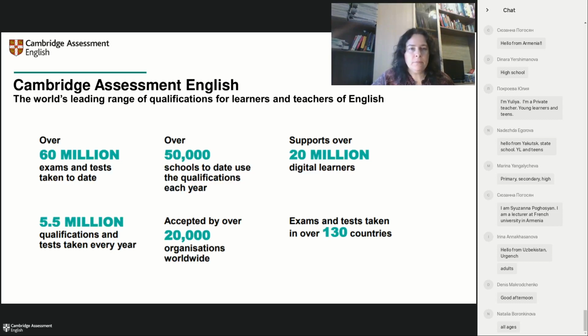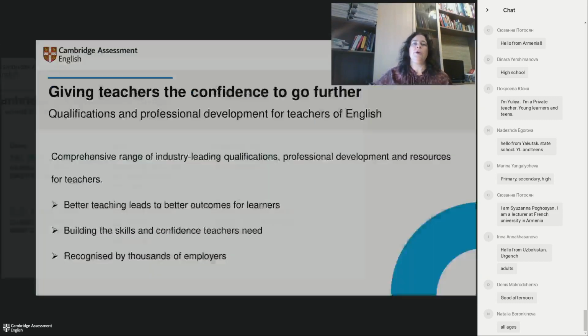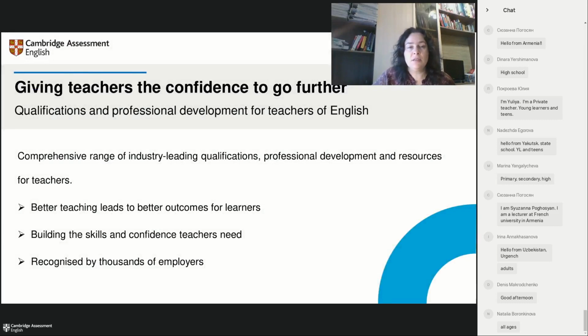So why might teachers be interested in taking tests themselves? Because it can lead to better results in their teaching. It can help the learners, of course, and themselves. And those of you who are keen on professional development, of course, you're considering TKT.